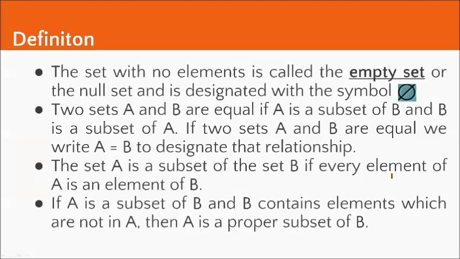Definition: the set with no element is called the empty set. Actually, the empty set or the null set is designated with this symbol. Two sets A and B are equal if A is a subset of B and B is a subset of A. If two sets A and B are equal, we write A equals B to designate that relationship. The set A is a subset of the set B if every element of A is an element of B. If A is a subset of B and B contains elements which are not in A, then A is a proper subset of B.